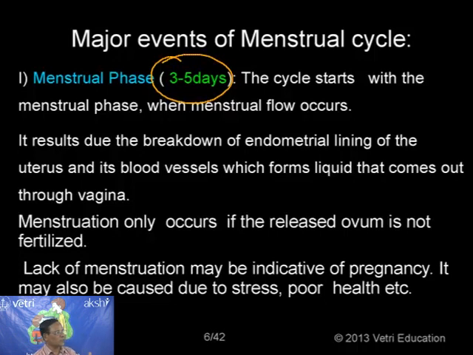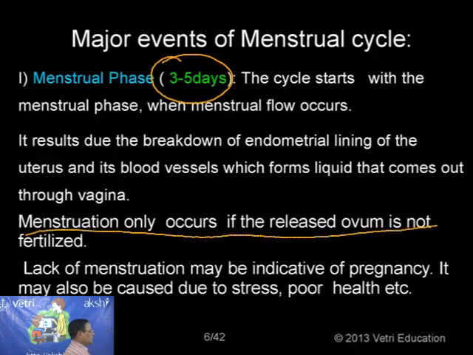So when one cycle ends, there is a rupture and the release of the menstrual flow, and we are also starting the next cycle. I already mentioned, menstruation only occurs if the released egg is not fertilized. Just remember that: menstruation only occurs if the released egg is not fertilized.